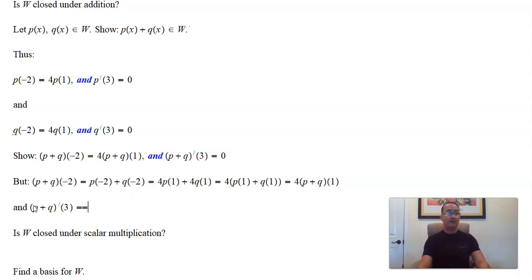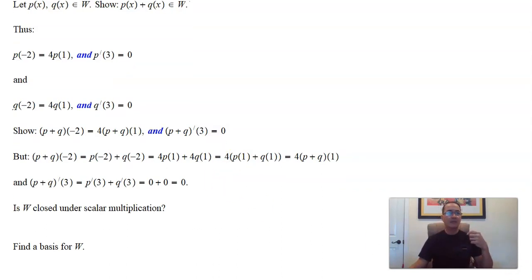Well, what is the formula from calculus? The derivative of a sum is the sum of the derivatives. So that's P prime of 3 plus Q prime of 3. Do we know anything about those? Oh, they're right here. P prime of 3 is 0, and Q prime of 3 is also 0. Boom. So therefore, P plus Q satisfies the second equation as well.